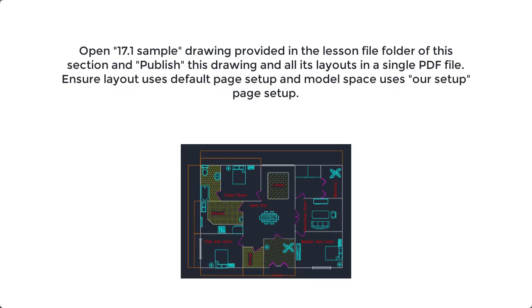Okay, so here we have our question related to this module. Here you need to open the 17.1 sample drawing, which is available with the lesson file downloads, and you need to publish this drawing, or batch plot this drawing and all of its layouts, in a single PDF file. And you need to ensure that layouts use the default page setup and the model space uses our setup page setup.